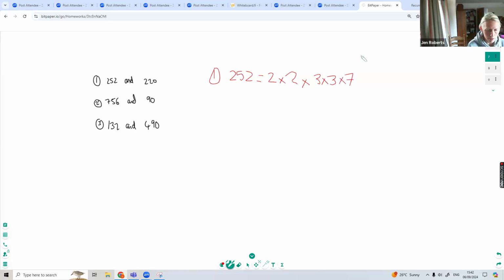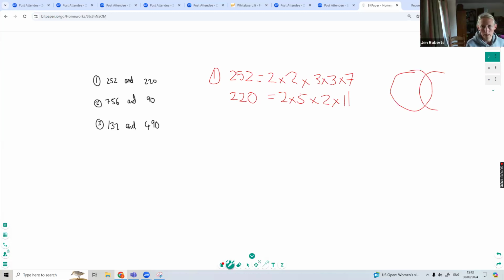2 times 2 times 3 times 3 times 7 is 252. And for your 220, you should have 2 times 5 times 2 times 11. Yeah, okay, now let's get them in the Venn diagram. This is for your 252, and this is for your 220. What occurs in both? You've got a 2, I'm going to put it in my Venn. You've got another 2, I'm going to put it in my Venn.